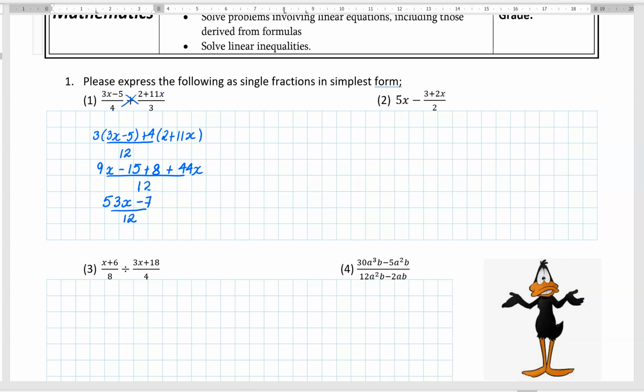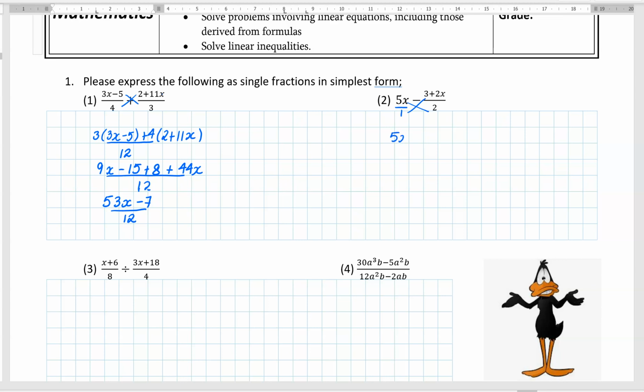You can check that on your calculator. Now, always double check. Is there a number that goes into 53 and 7? There's not, so that's as low as you can go. All done, all dusted. Okay, so now number 2 is pretty much the same. Just make sure that you put that 1 over. And as we said, it's really important when you cross multiply here.